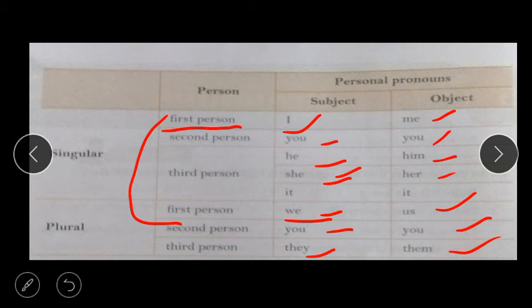In the book, some fill in the blanks are given. I will do one or two for you. The remaining you have to try yourself. First one, fill in the blanks with suitable personal pronouns. Along with this, you just open your book.